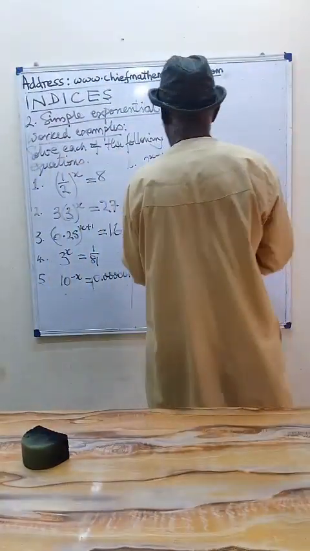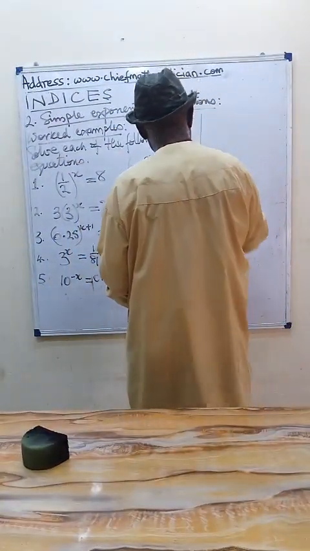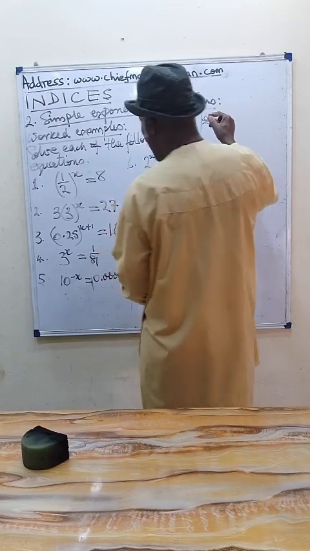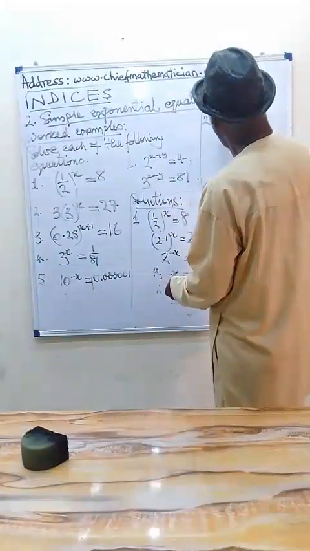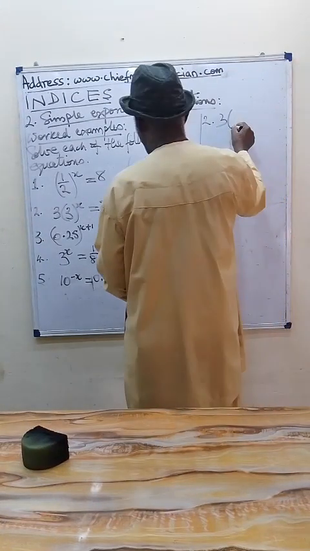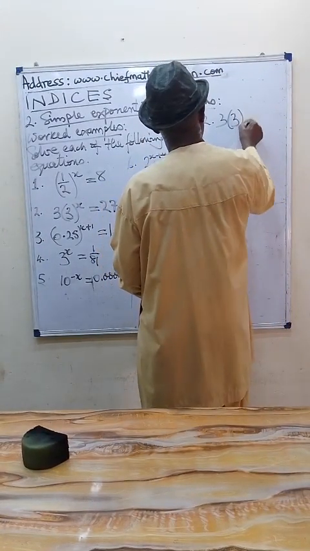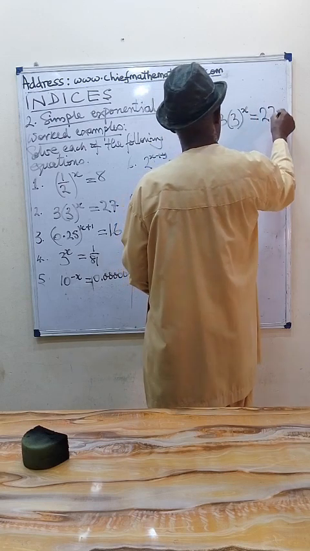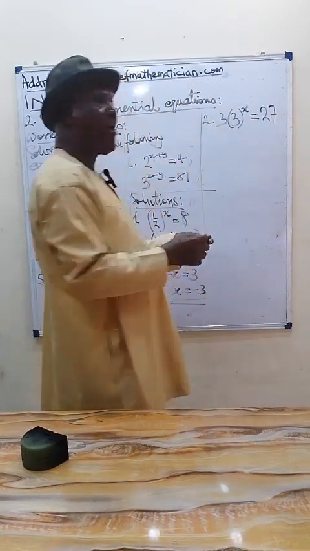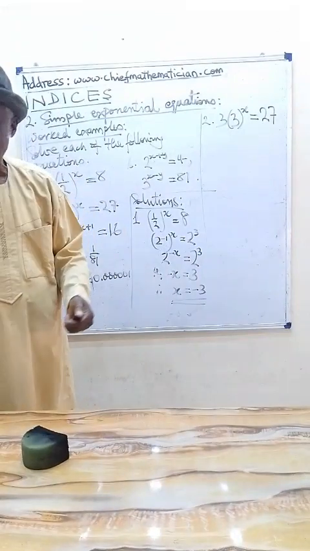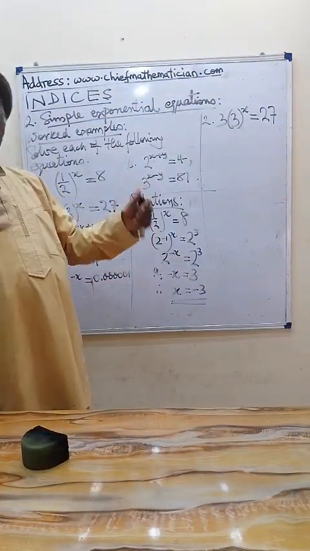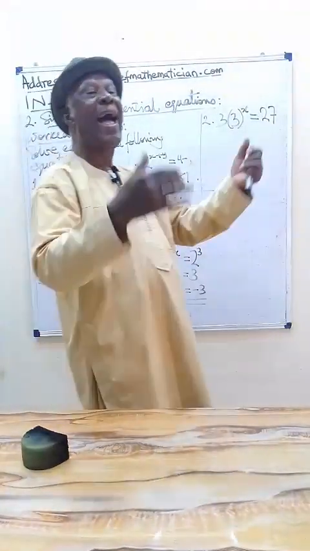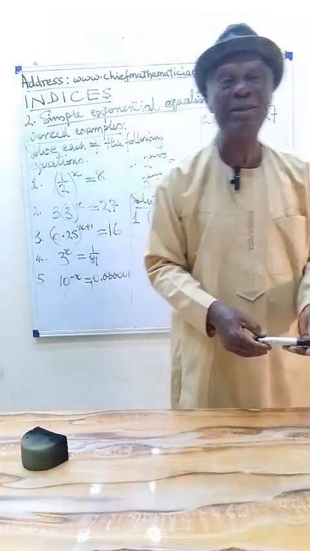Now, number 2. Number 2. 3 into 3 all to the power x is equal to 27. Remember what I said about our objective. Our objective is to ensure that both sides of the equation are on the same base. On the same base.